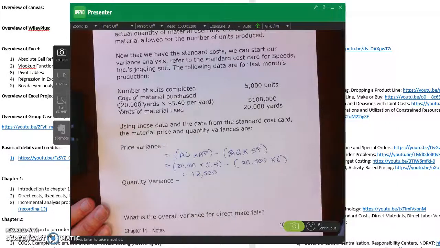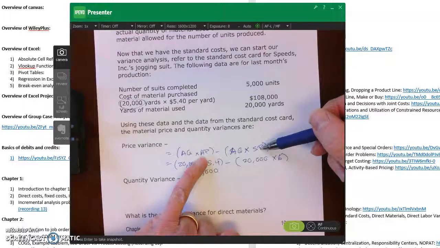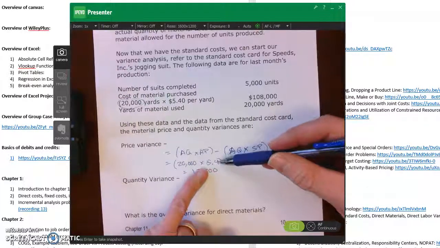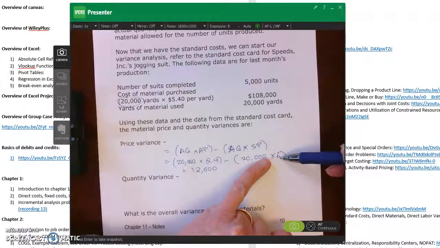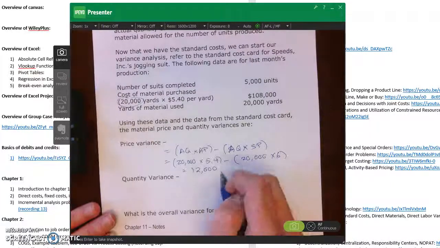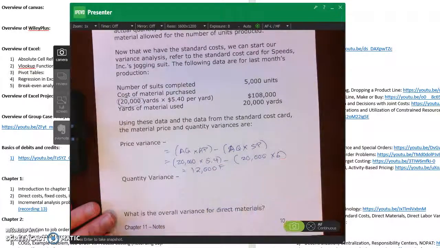Now, is this a favorable or unfavorable variance? Well, the way you can figure that out is by looking at the AP versus the SP. Okay? Actual price is $5.40. That's what you actually paid. How much should you have paid? $6. So I'm going to say that's favorable because you paid less than what you should have paid.